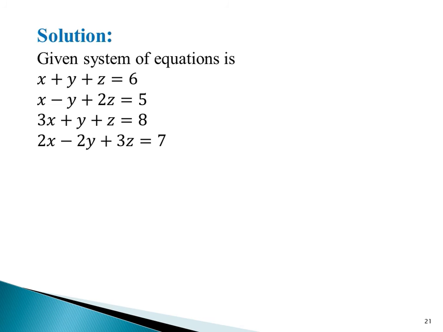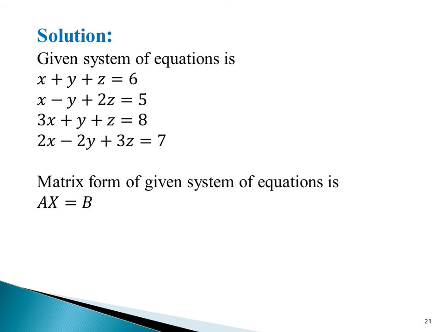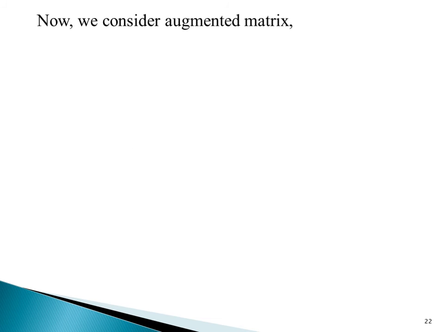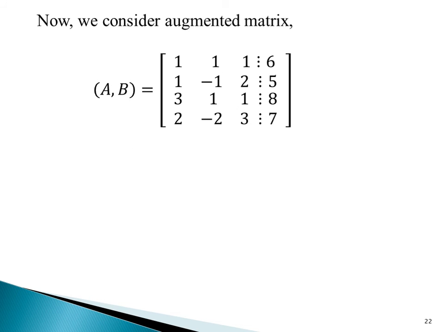Okay, now we write the given system of equations in matrix form as Ax equal to b. So matrix A is the matrix of coefficients: 1 1 1, 1 minus 1 2, 3 1 1, 2 minus 2 3, times the matrix of unknowns x y z, is equal to matrix B, that is 6 5 8 7. Now we consider the augmented matrix AB. Matrix A is 1 1 1, 1 minus 1 2, 3 1 1, 2 minus 2 3, and adding one column, matrix B: 6 5 8 7.